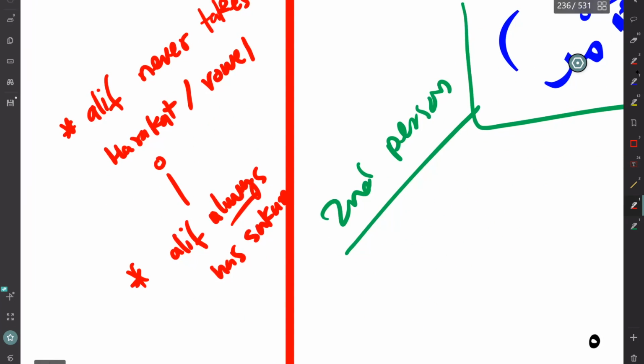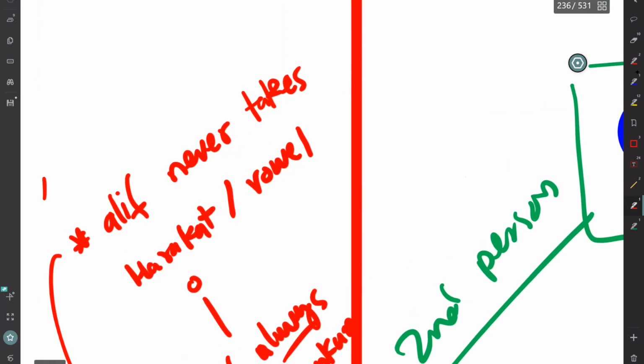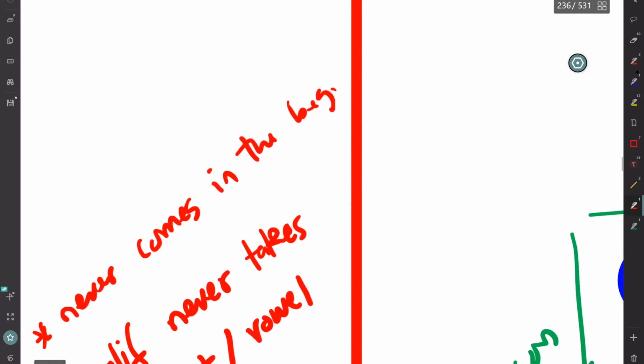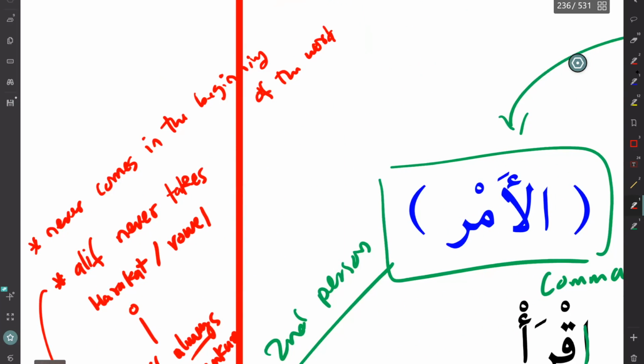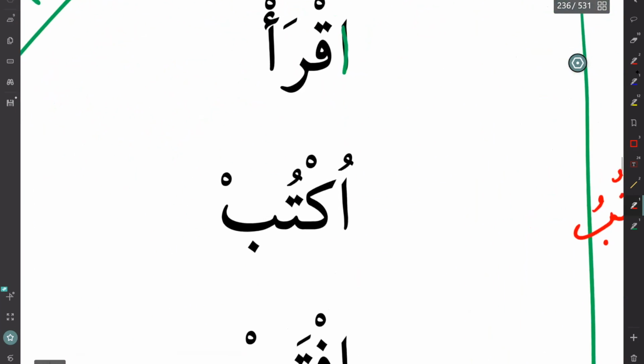Another thing you should know about alif is that it never comes at the beginning of the word. You understand? Alif will never come at the beginning of the word. It will always be in the middle or at the end. So we clearly have both of these rules violated.